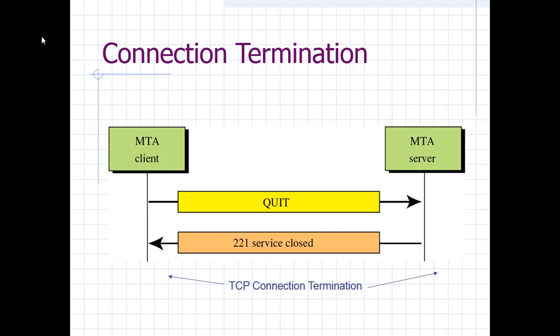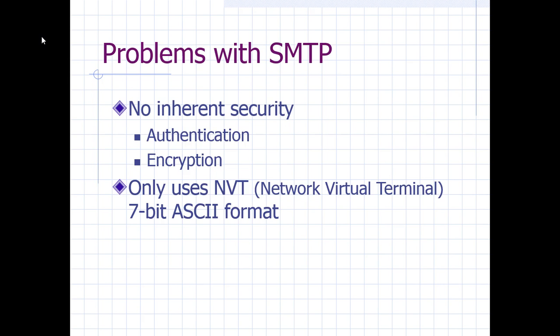Connection termination is that the MTA client would send a quit message to the MTA server, and 221, as I told before, would be the service closed status that is sent from the MTA server to the client. So the TCP connection termination happens here.